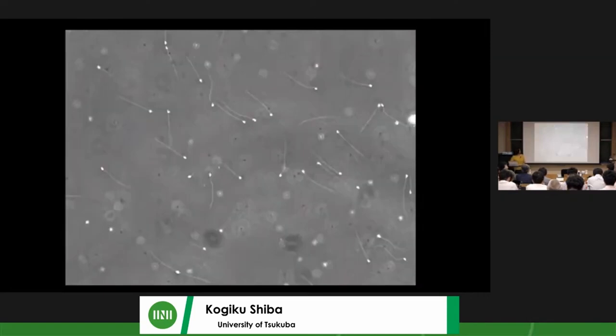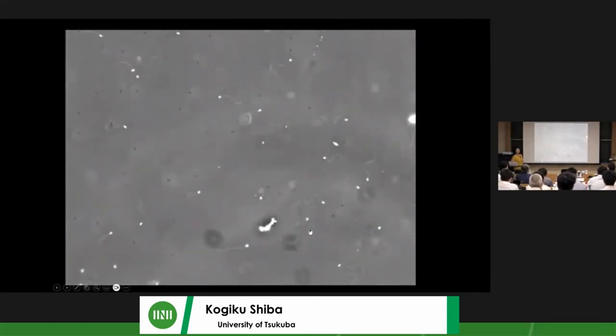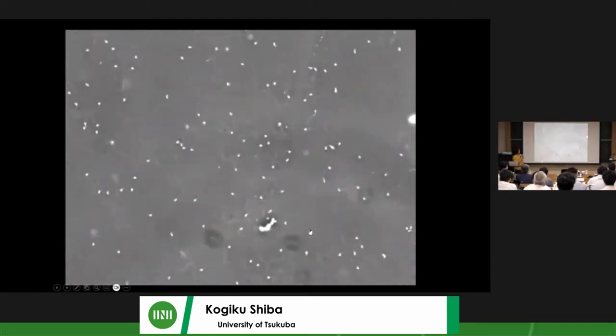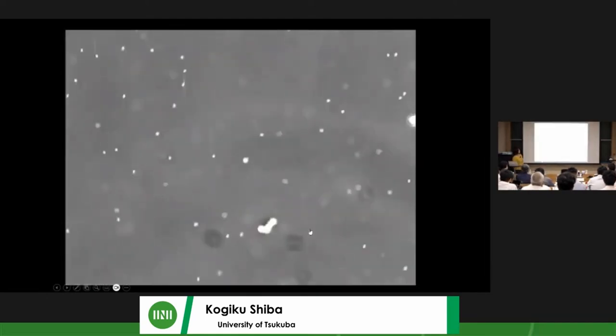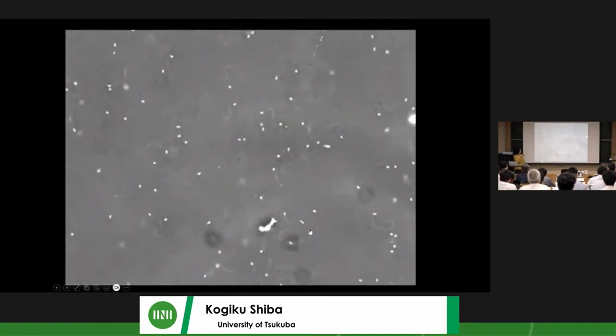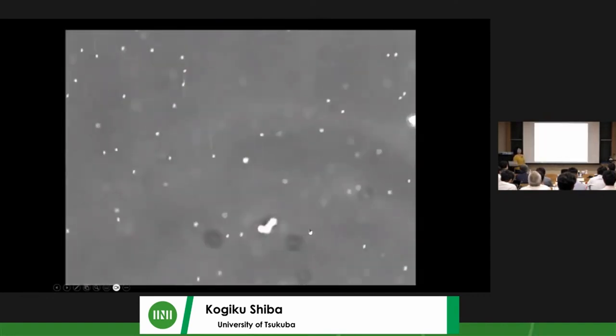As I told you, SAF is not only an attractant. It also has the function of activating sperm motility. Ciona sperm are immotile just after dilution into seawater. But if you add this chemical, you can see the sperm start their motility instantly, almost at actual speed. It is a very quick response. If there is no egg, the sperm are immotile, but near the egg, sperm can start their motility.